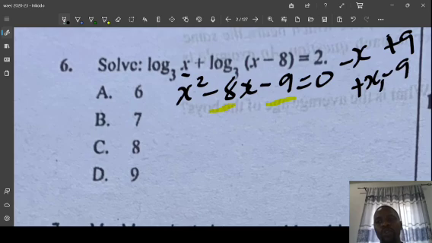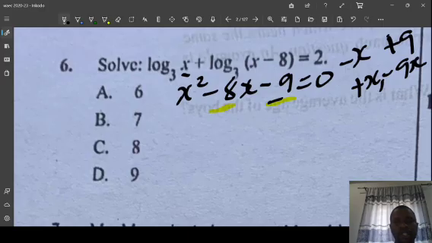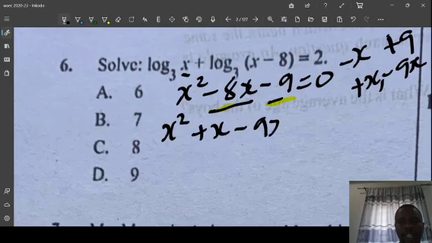Because if you have plus 1x times minus 9x, that is going to give you minus 9, and then if you add them together, plus 1x and minus 9x is going to give you minus 8x. So this is under factorization. So instead of minus 8x, I'm going to replace it with x squared plus x, all right, minus 9x minus 9 equal to 0. So then I can factorize.